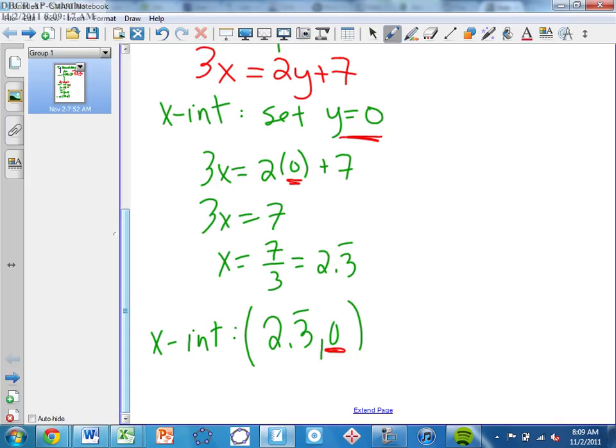And what about for the y-intercept, guys? What am I going to do? Set x to 0 and do the same process. Okay, so over here, let's find the y-intercept, and we'll say set x equal to 0.